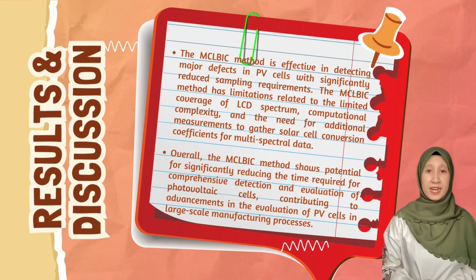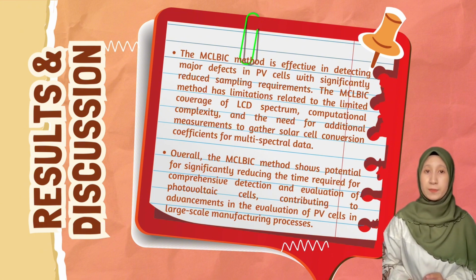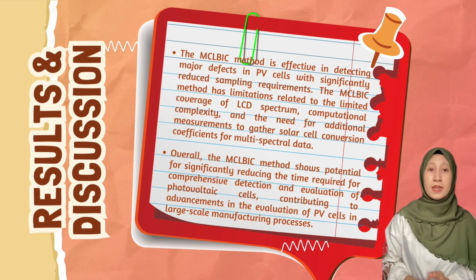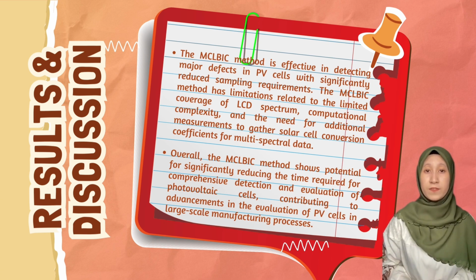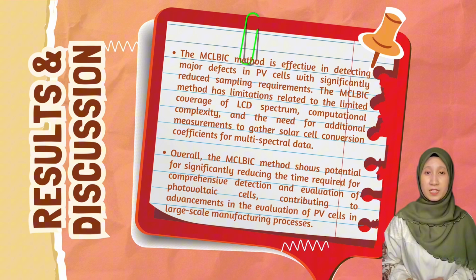The MCLBIC method is effective in detecting major defects in photovoltaic cells with significantly reduced sampling requirements. However, the MCLBIC method has limitations related to the limited coverage of the LCD spectrum, computational complexity, and the need for additional measurements to gather solar cell conversion coefficients for multispectral data. These limitations require further research to enhance the applicability and feasibility of the MCLBIC method in practical solar cell detection.